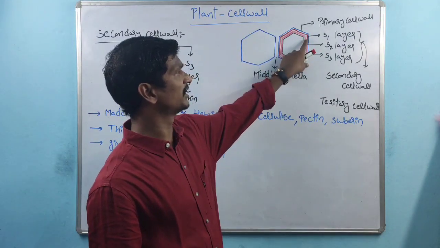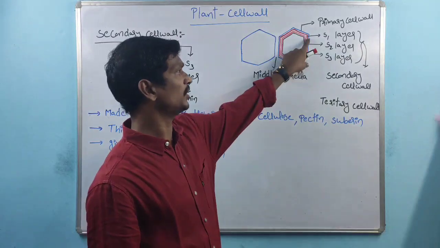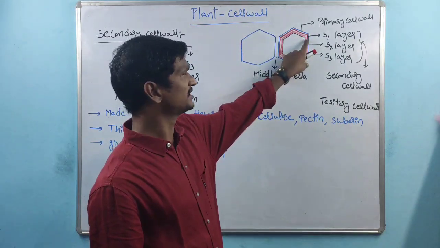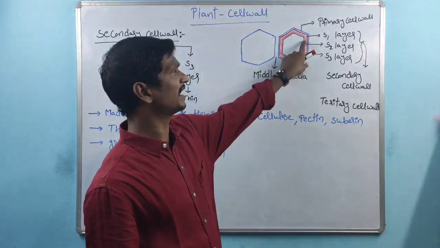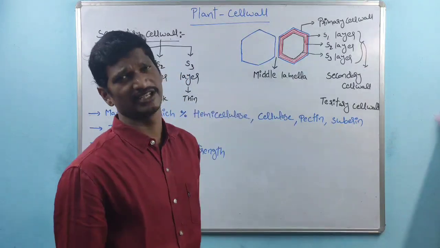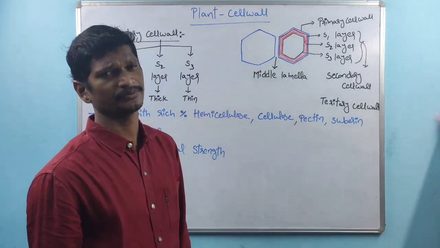And inside the S1 layer, that one is the S2 layer. So S1 is thin, S2 is thick. Inside the S2 there is a black color line. The black color line indicates the S3 layer, right? The S3 layer is thin.